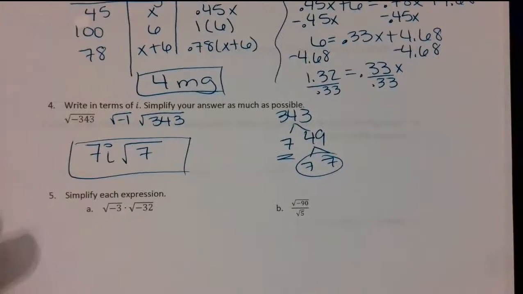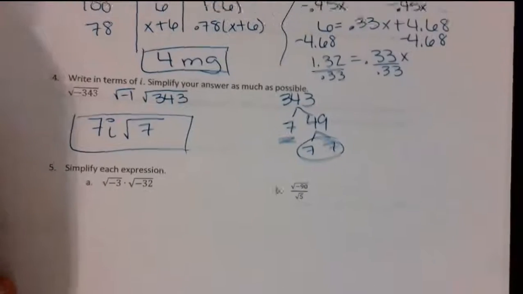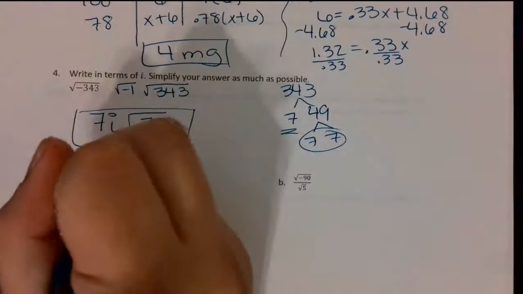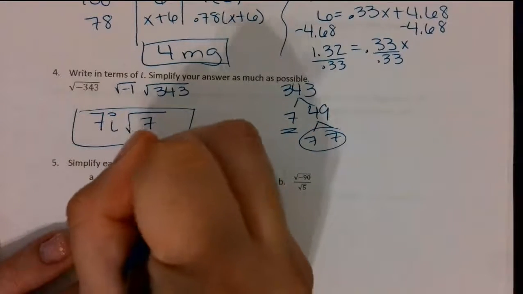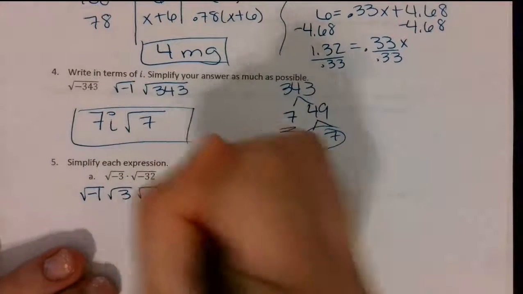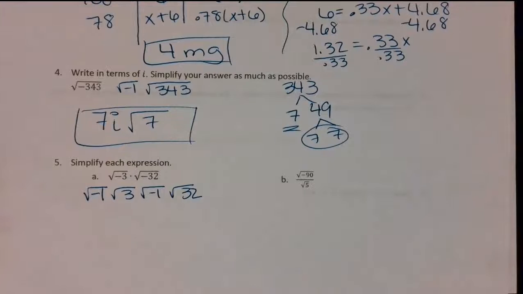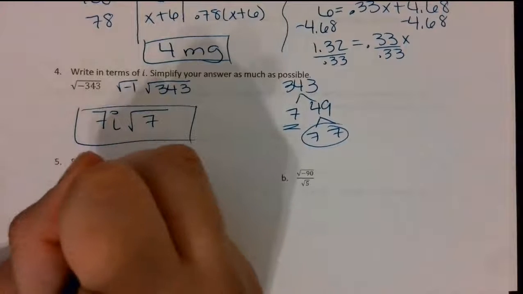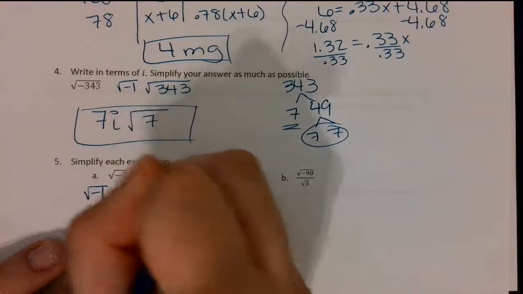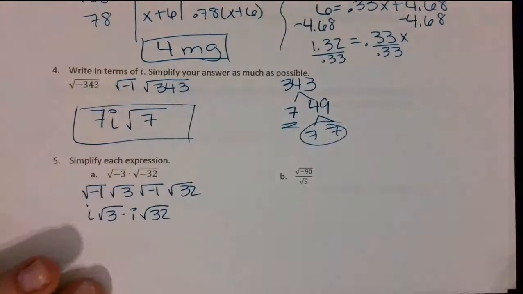Okay, number 5 wants me to simplify each expression. So what I want to do here first is take out the negative 1 and rewrite it with it. Then what I can do is rewrite my square roots of negative 1 as i. So I have i square root of 3 times i square root of 32.